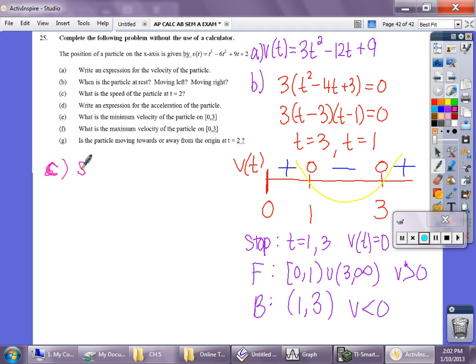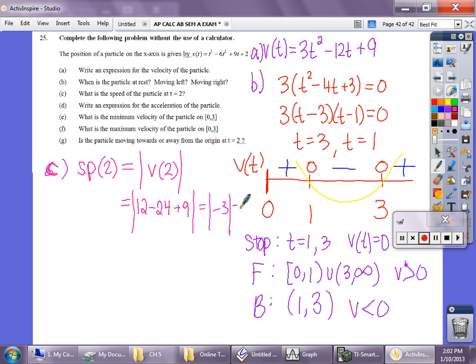So C, speed at 2 would be the same as the absolute value of the velocity at 2. So the velocity at 2 would be, so 9, so let's see, absolute value of 12 minus 24 plus 9. So negative 12 plus 9, which would be negative 3, but absolute value would give me a speed of 3.